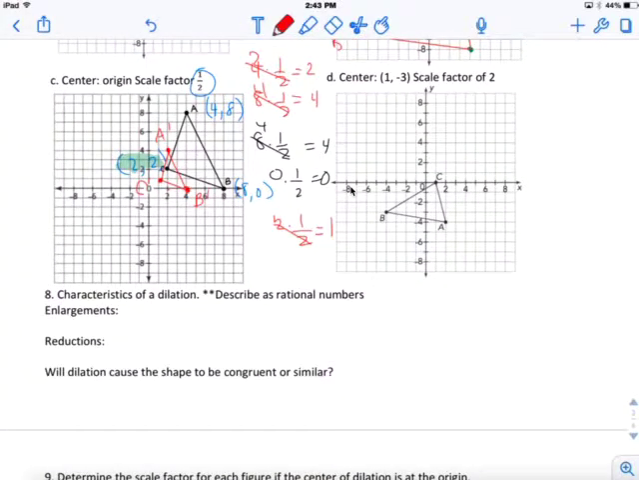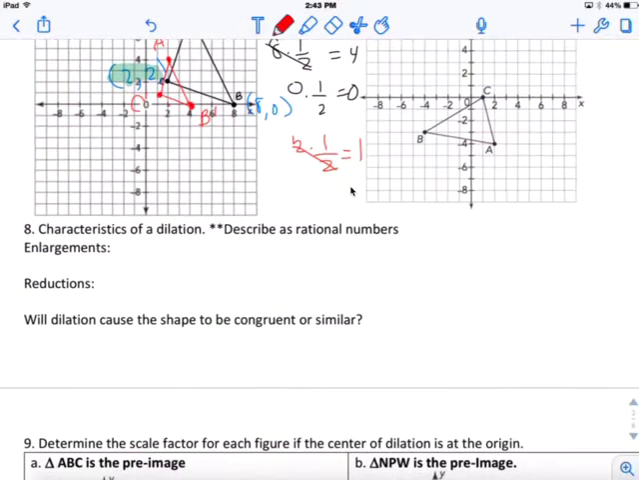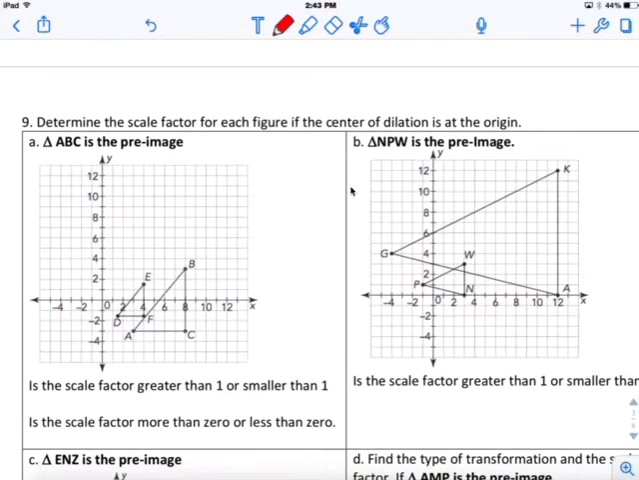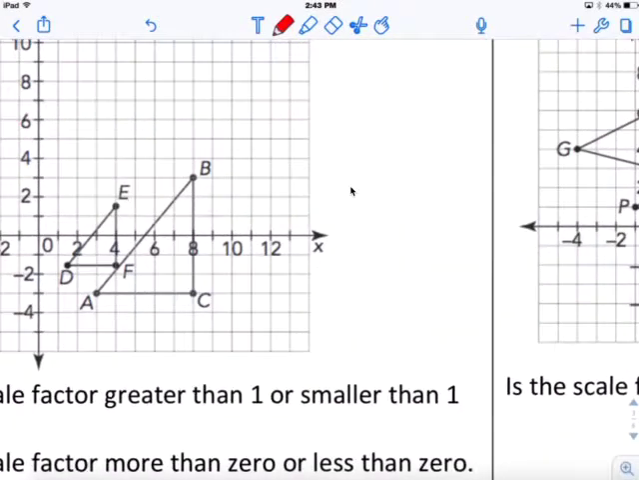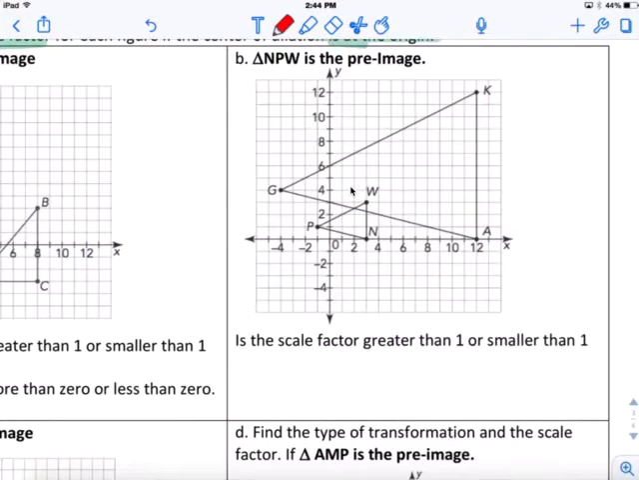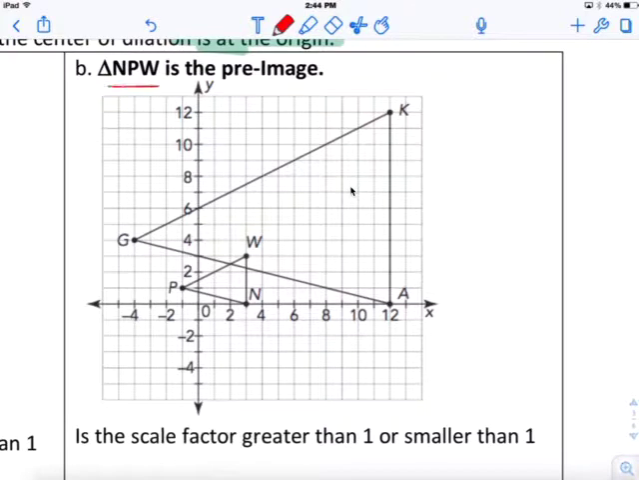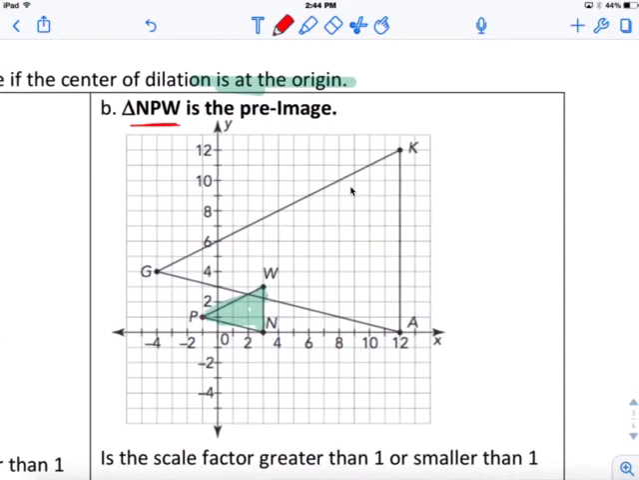Characteristics, describe. We did this in class. It is similar, remember. All right, determine the scale factor. The center of dilation is at the origin. Take a point. We did this in class. This is the pre-image right here. So it's an enlargement. That means it's 1 or greater, okay?